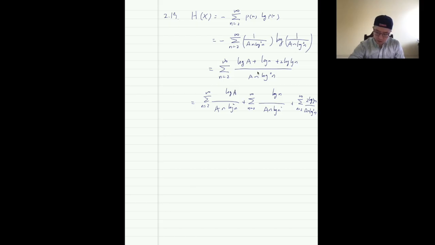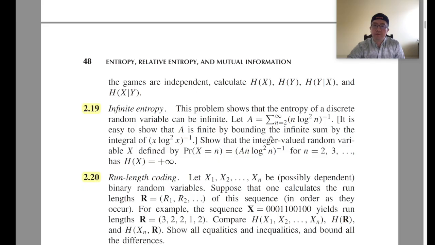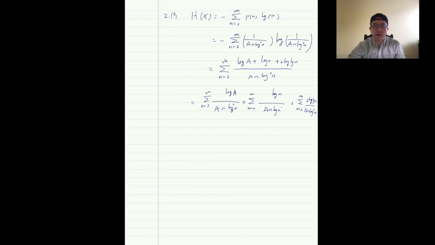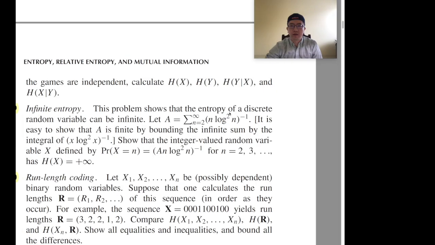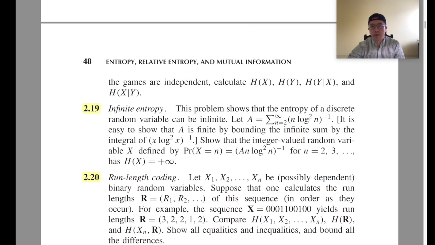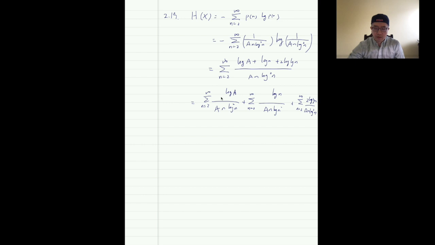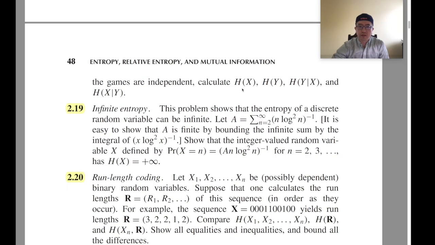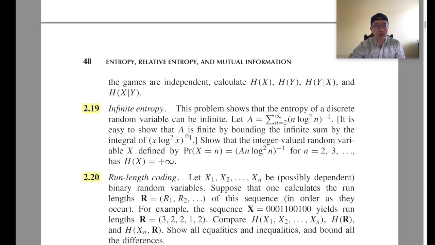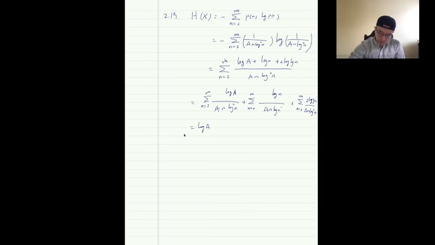Okay, very good. Now let's take a look at some information about A. A equals this sum, and if we compare it with the expression here, the summation of 1 over n log squared n equals 1 over A. So the first term can be reduced to log A. It's given that A is finite, and we can show that A is bigger than 1, so this term is less than infinity, finite, and it cannot be 0.